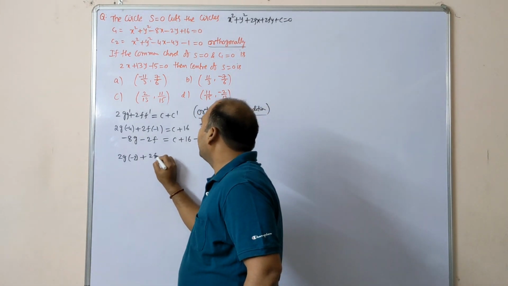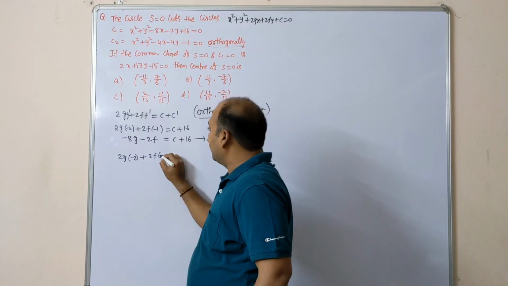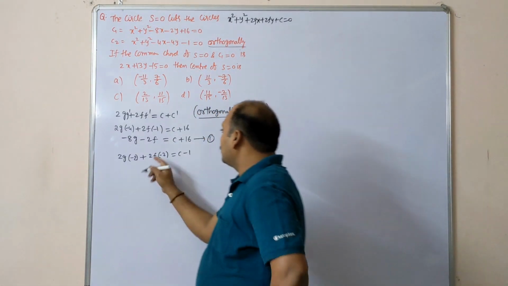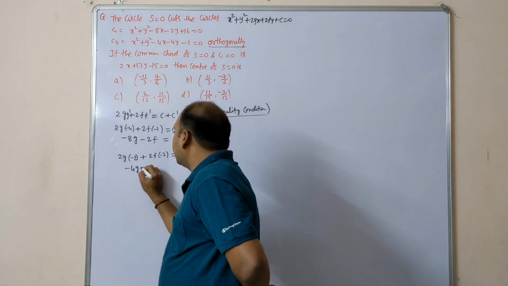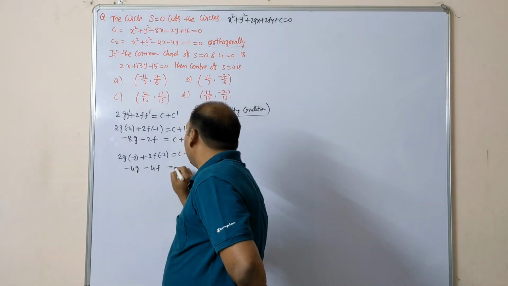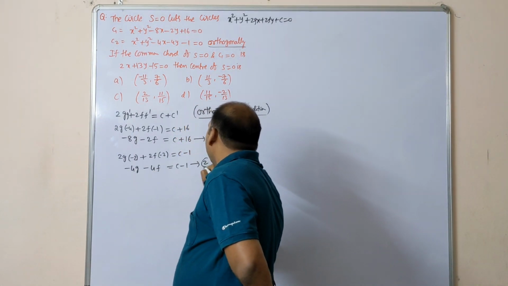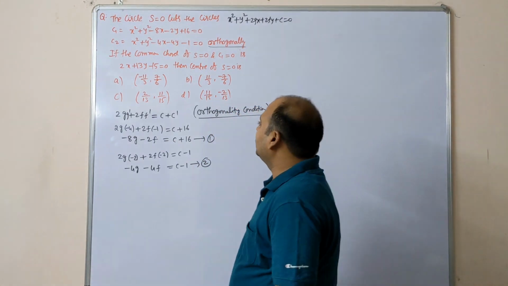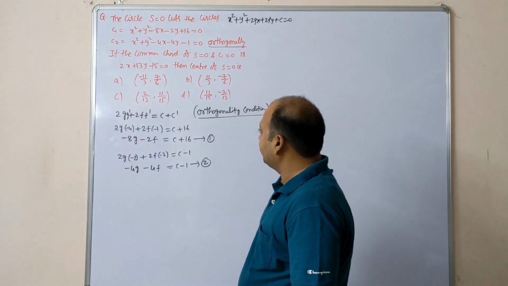Next, 2f into f dash value minus 2 will come here also, so c minus 1, c dash value minus 1. If you simplify this, minus 4g minus 4f equals c minus 1. Equation number 2.